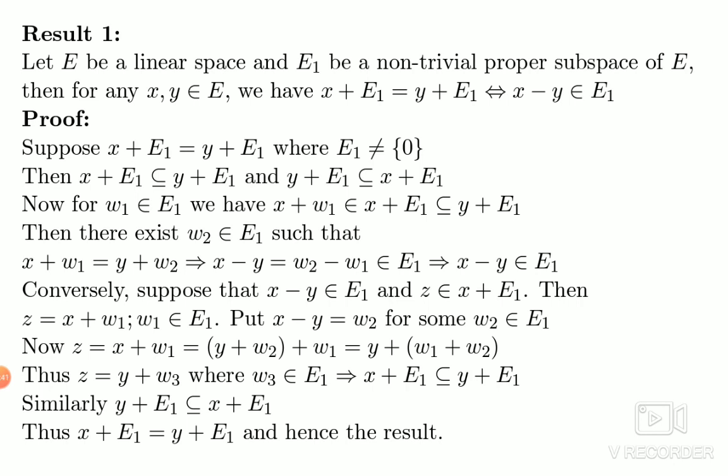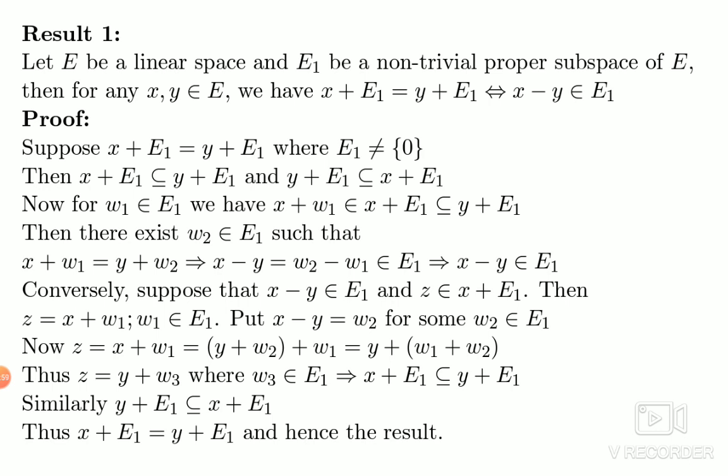So suppose x plus E1 is equal to y plus E1. This is an if and only if condition, so we have to prove it in a to-and-fro manner. First we will suppose that the two cosets are equal, that is, x plus E1 is equal to y plus E1, where E1 is a non-trivial proper subspace.